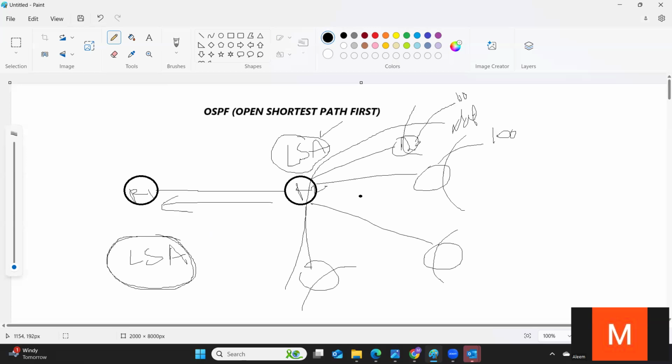This router R3 will share with its neighbor, and R2 will in turn share with its neighbor. So this router has the entire topology information.